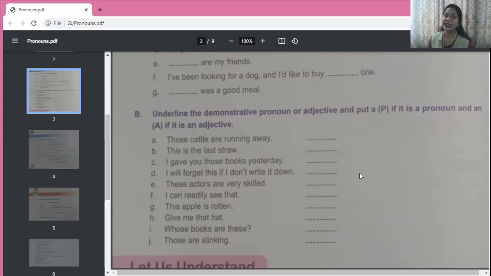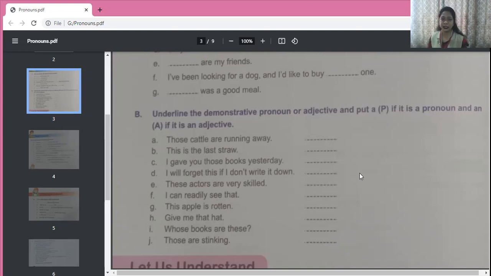I can readily see that. Now that is not followed by a noun. So this is a demonstrative pronoun. This apple is rotten. This apple, the pronoun coming together with the noun, so this becomes an adjective. This is a demonstrative adjective. Give me that hat. That hat, demonstrative adjective.